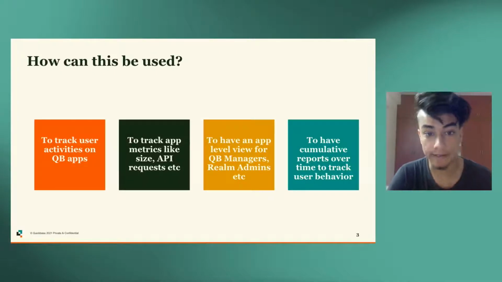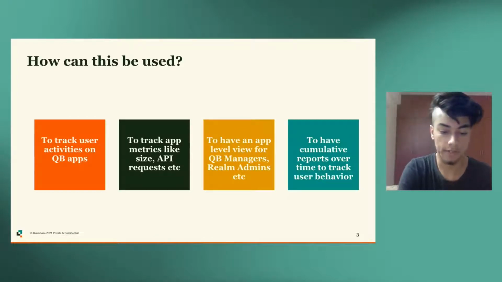You can track app metrics related to each app, like how they're growing over time, the sizes, the API requests that they are making. You can have an app using these connections, which could be an admin tracking dashboard. So these could really act as dashboards for the app managers or anybody who has an app level view of the whole Quickbase understanding. The last would be to have cumulative reports. The data they provide gets refreshed over time whenever you want it to be, monthly, weekly, daily. But using some automations or pipelines, you can have cumulative data over time and build reports over whatever time frame or whatever constraint you want it to be.